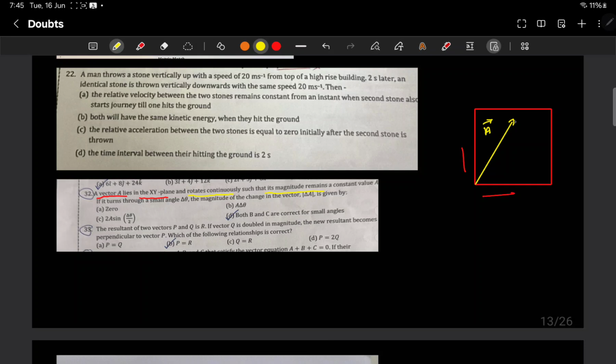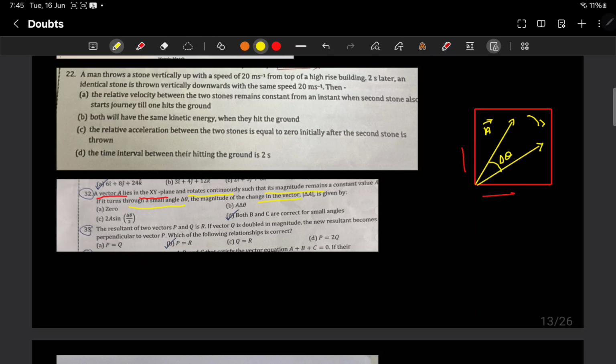That is, this a does not change at all. It is turning through an angle of del theta. So this a has turned a little. It is rotating in the clockwise direction. So here it has rotated by del theta. Okay? Then the magnitude of the change in the vector is what?